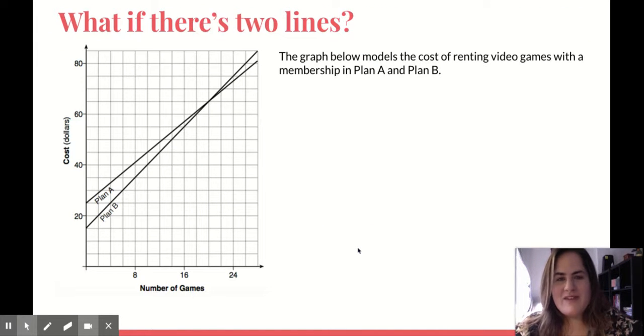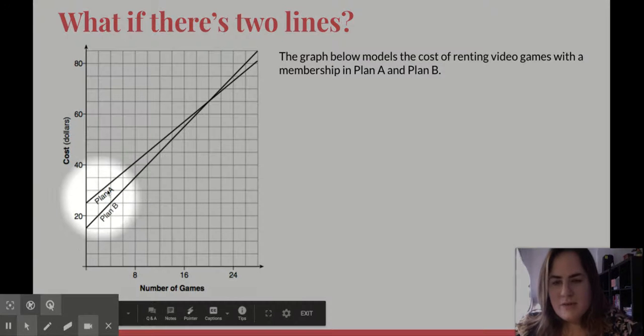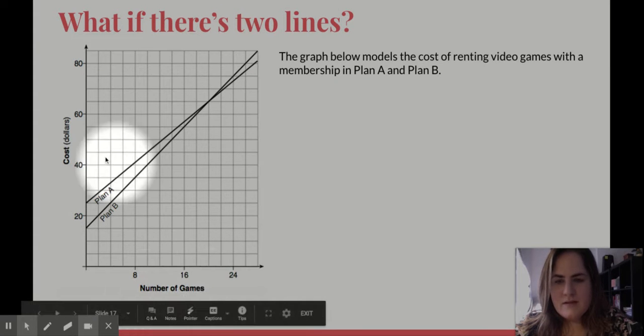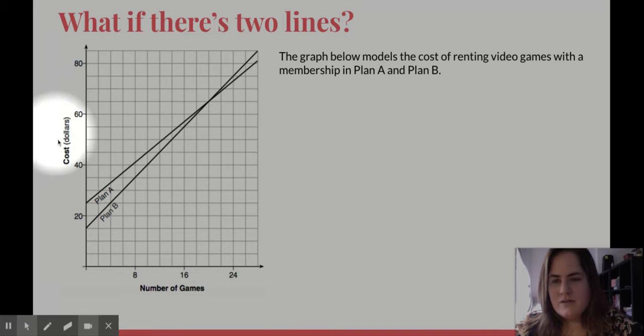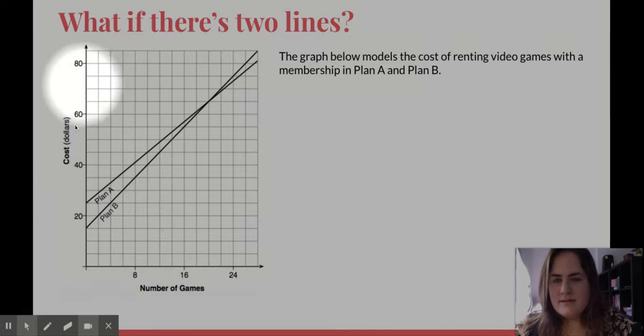Let's look at a graph that has 2 things on it. The graph below models the cost of renting video games with a membership in Plan A and Plan B. So let's look at what information they give us. So they labeled Plan A, it starts on the top, and then Plan B starts on the bottom. We have the number of games down here, and then we have the cost in dollars over here. Number of games is your x-axis, cost is your y-axis.